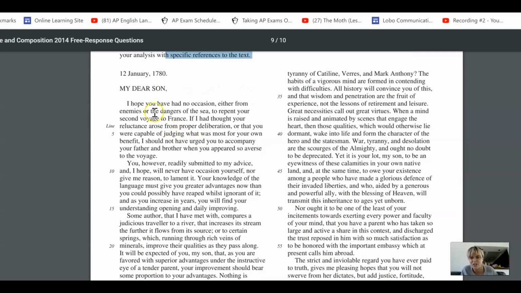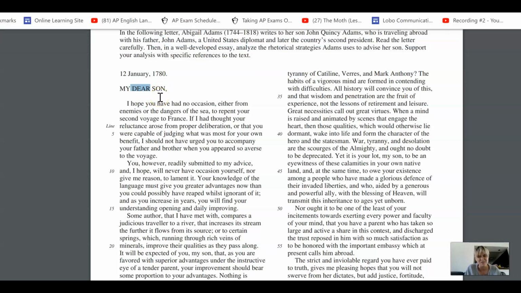Okay, cool. We know it's January, and it's 1780, and it says, "My dear son." So already I would be paying attention to just that noticing of, she doesn't say my son, she says my dear son. What's the effect when someone says that? It makes it a little different, right? It makes them maybe feel more loved and maybe cared for, kind of opening up with that, like, I'm here to care for you kind of thing.